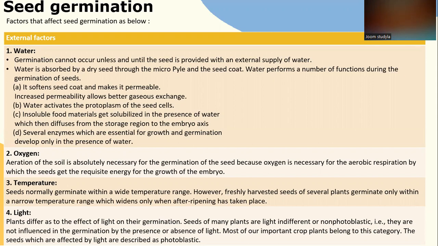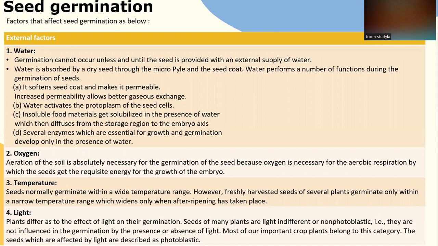Insoluble food materials get solubilized in the presence of water, which then diffuses from the storage region to the embryo axis. Several enzymes which are essential for growth and germination develop only in the presence of water.